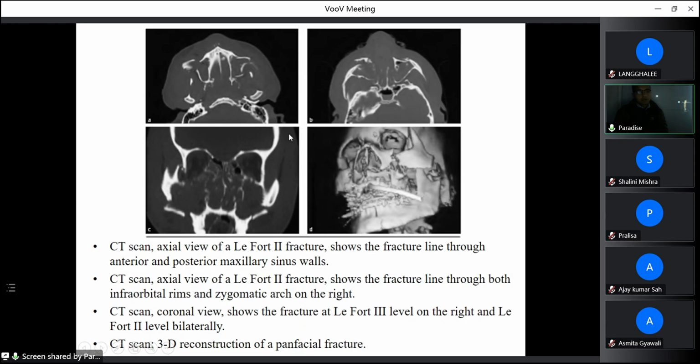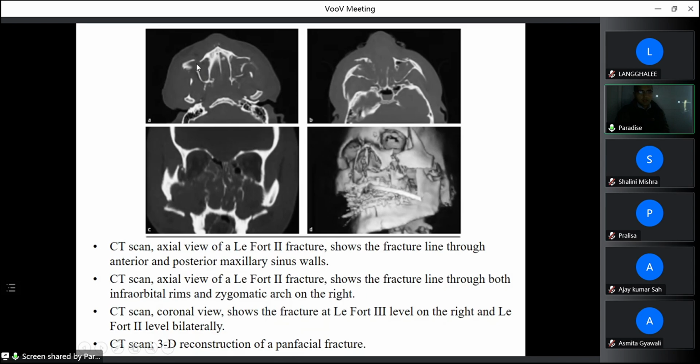And in most of the cases, practically you will find a combination of Le Fort 1 fracture, Le Fort 2 fracture, Le Fort 3 fracture, along with other bone fractures. And most of the time in the midface, there are thin bones, so there will be comminuted fracture. Unlike in mandible fracture, you will never find a simple fracture. So most of the time there will be comminuted fracture.